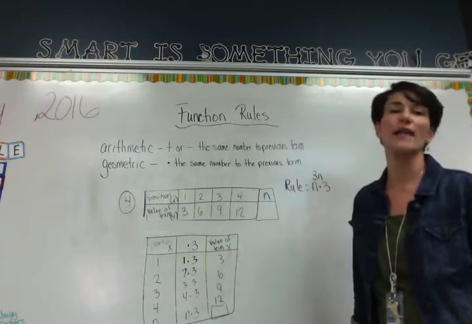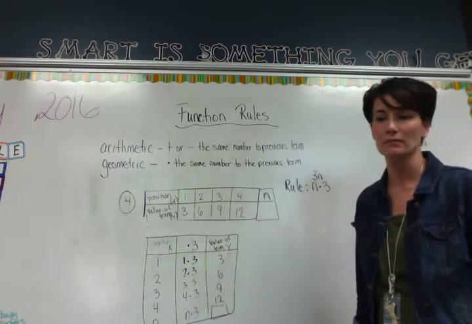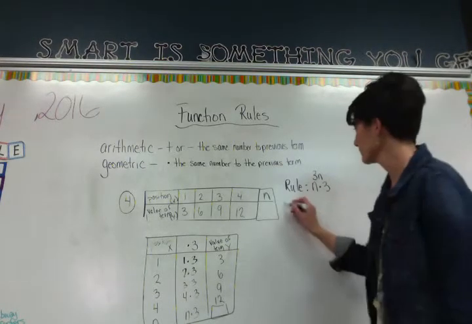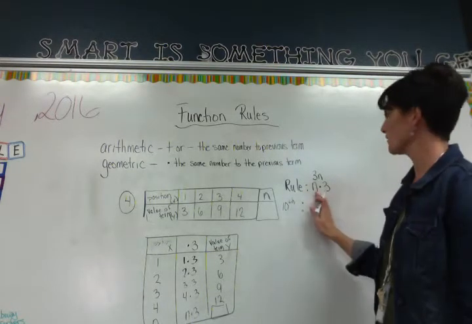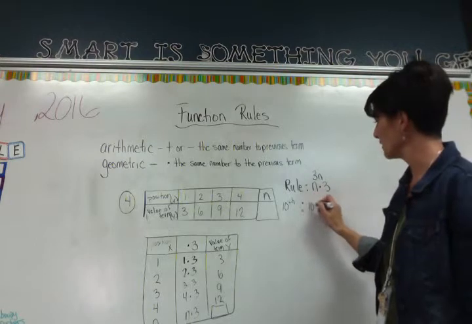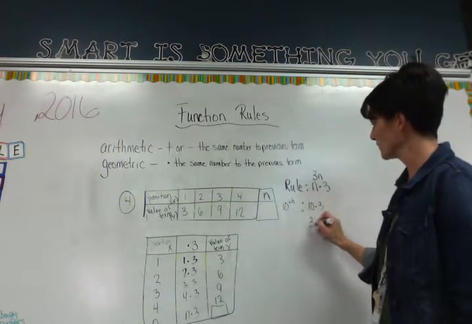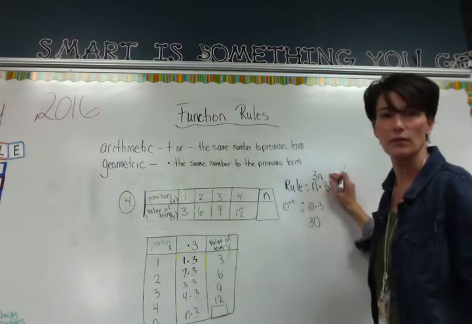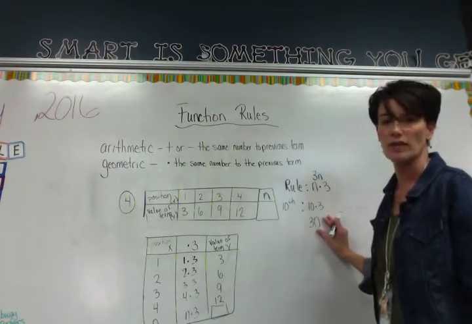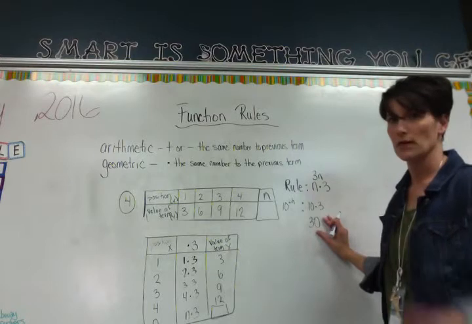And then sometimes they're just going to ask you to tell them what's the, I don't know, 10th number. So what would be the 10th number? If I tell you what the number is, you just say 10 times 3 is 30. So you'd have two answers. You'd have your rule of n times 3 or 3n, and then the 10th term would be 30.